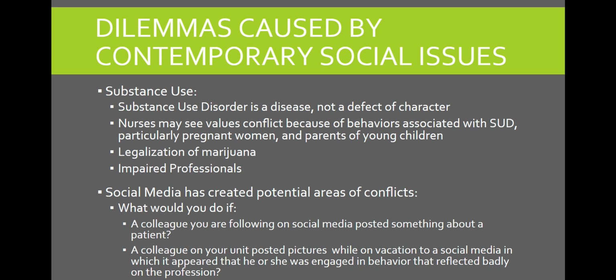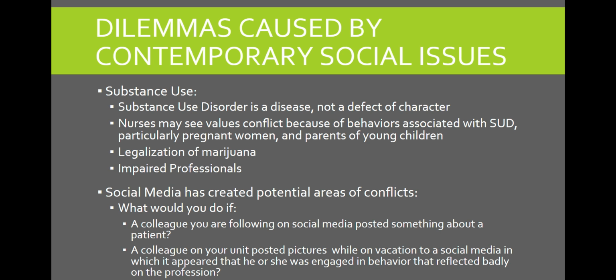Some more dilemmas. Substance use. Substance use is very widespread in this country. Right now, we're in the midst of an opioid epidemic, and we just legalized marijuana in most states, and it's created a bigger issue. It's important as a nurse to remember that substance use disorder is a disease. The person is not intentionally doing this. It becomes a matter of requirement, not choice. It's not a defect of character.